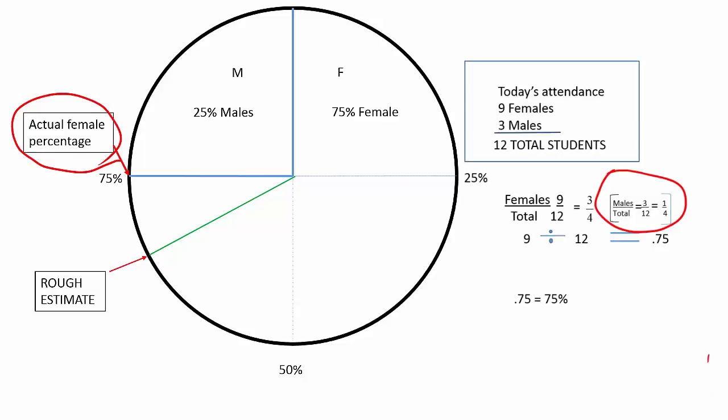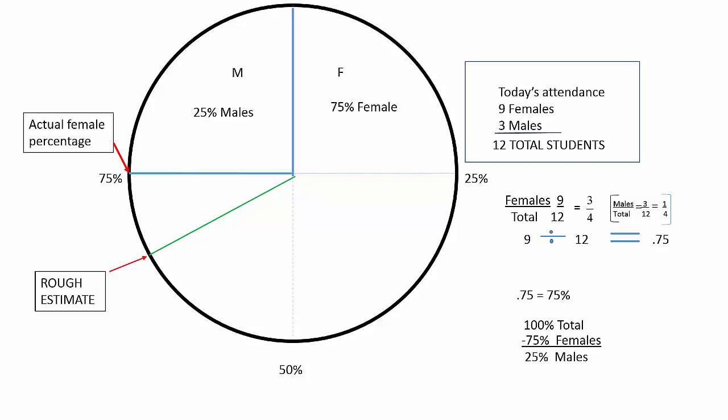Now over here in the smaller type is the males. There are 3 out of 12 students that are males, and reducing that's 1/4. So 1/4 is males, that's my 25%. So 1/4 is the same as 25%. And another way of looking at that is to subtract from the 100% total the 75% females, and 25% are males.